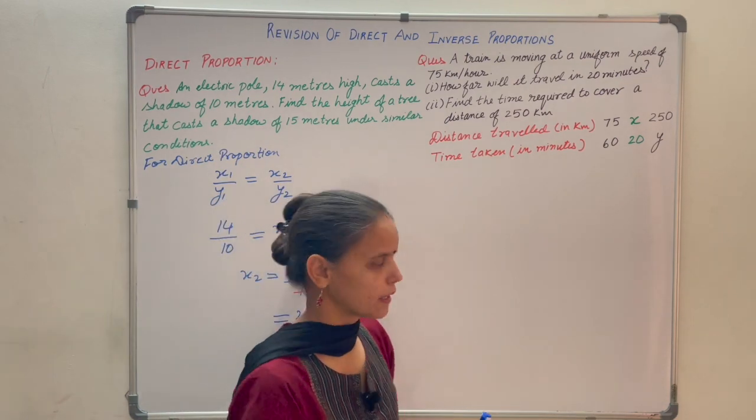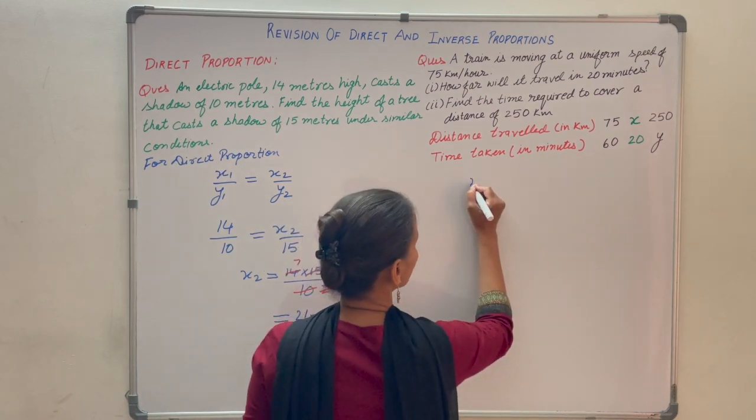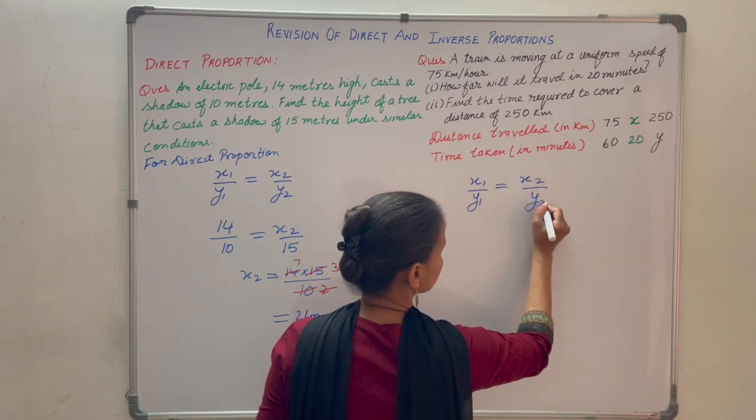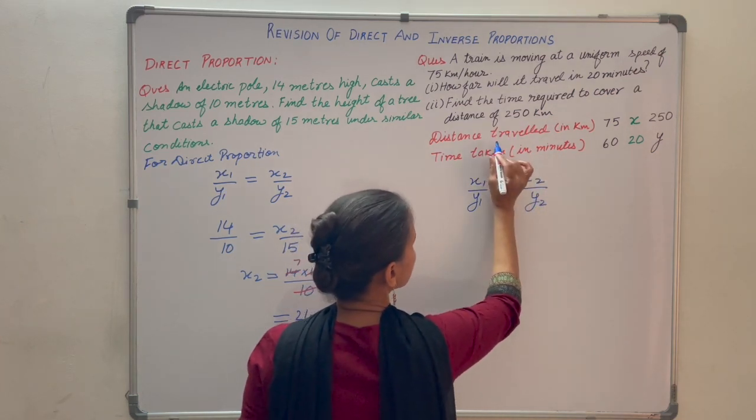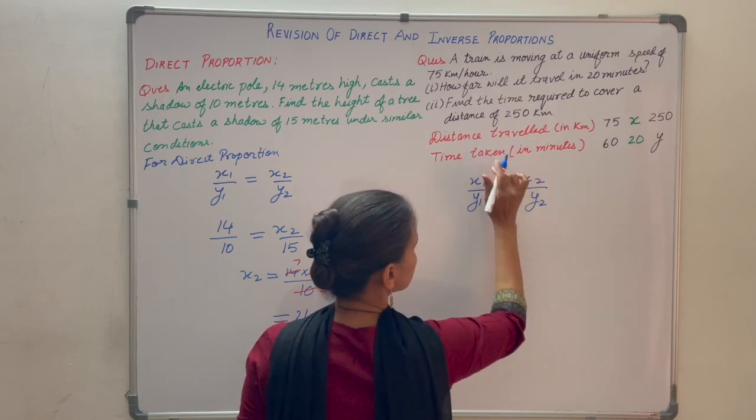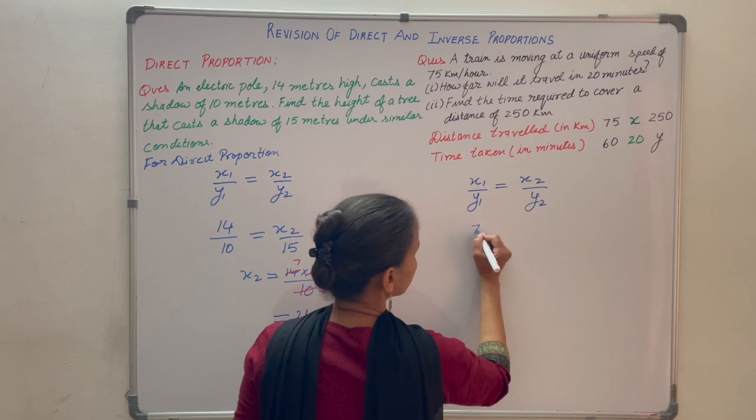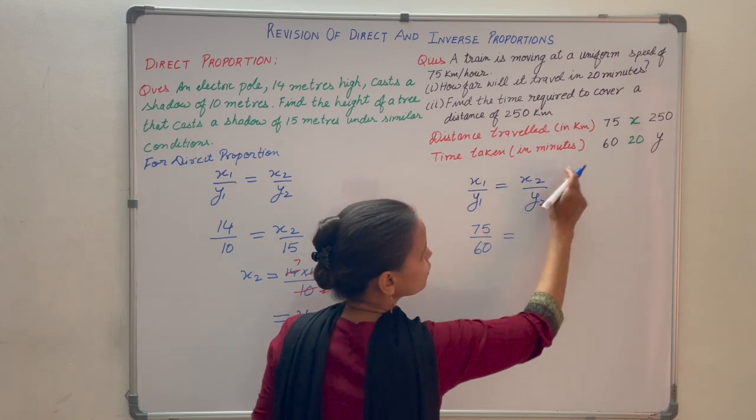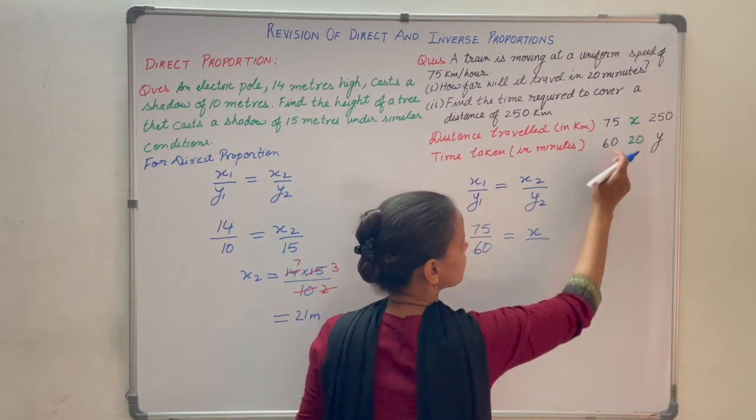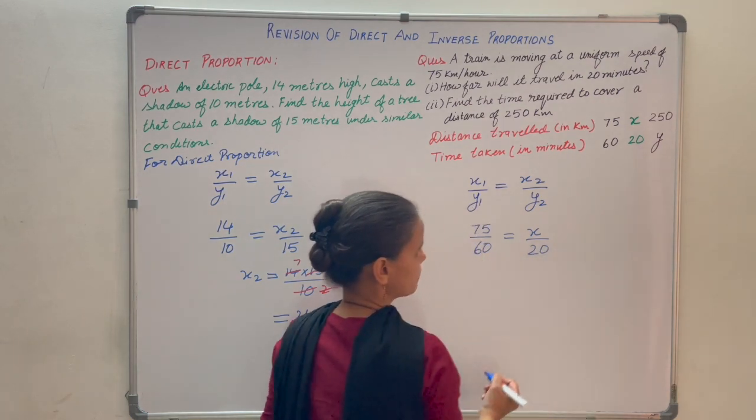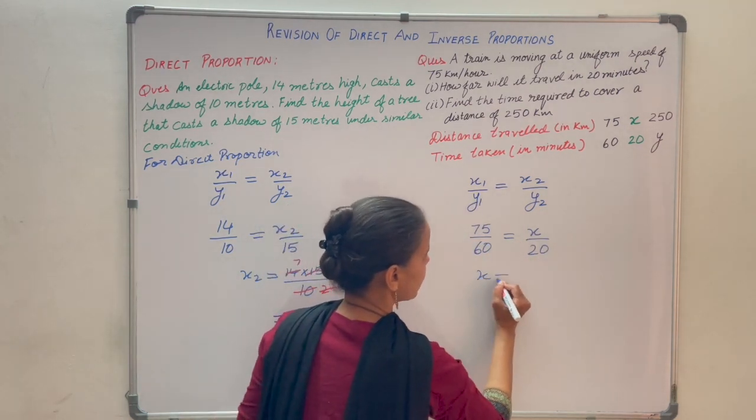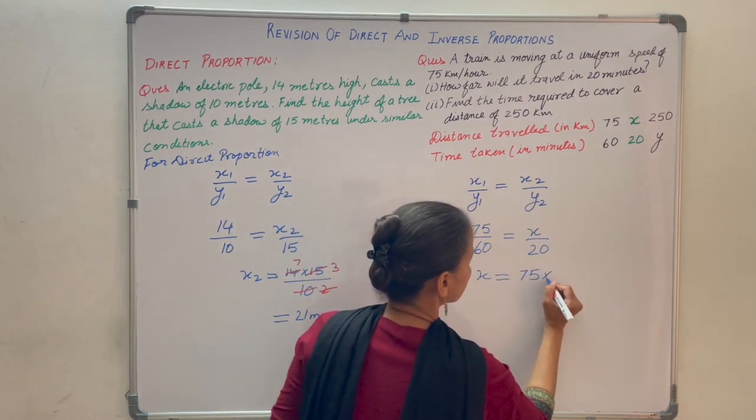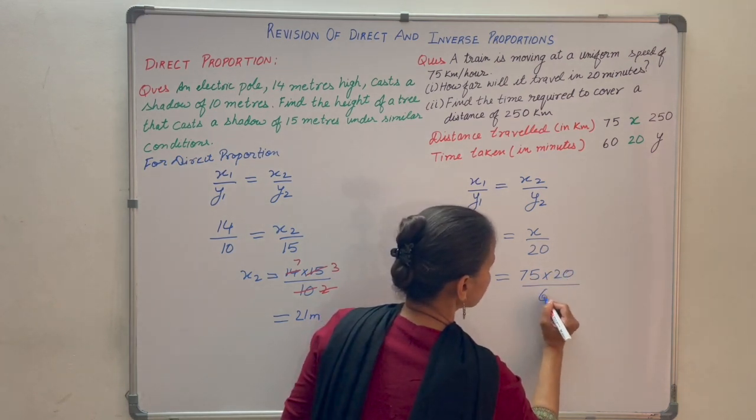So when two quantities are in direct proportion, we have x1 upon y1 is equal to x2 upon y2. So here if I take distance traveled as x, then this is y. So here 75 is x1, the corresponding value is 60. x2 is x here, you need to find out, and the corresponding value here is 20 minutes. So you need to find out the value of x. So x is equal to 75 into 20 divided by 60.